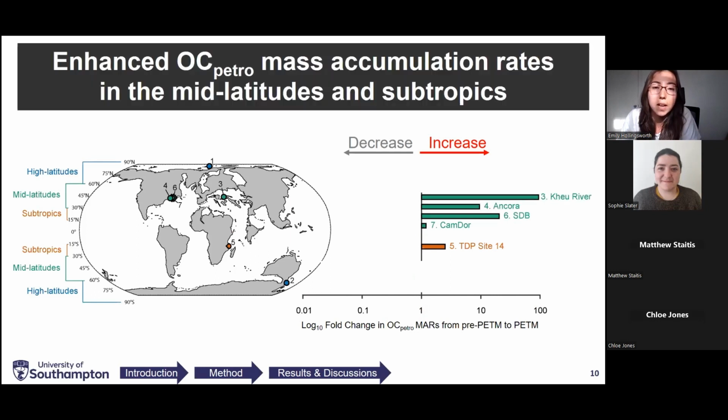And so if I plot our new sites on there from this latitude, there's a really nice agreement. So they all increase, and they also all increase at a similar magnitude. So there seems to be at least enhanced OC petro delivery in the mid-latitudes and subtropics, and we can confirm that previous paper that suggested this.